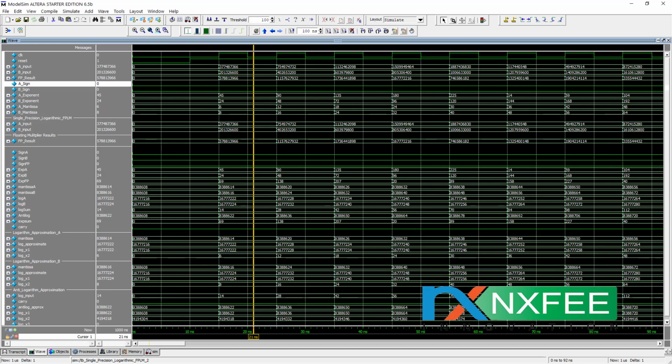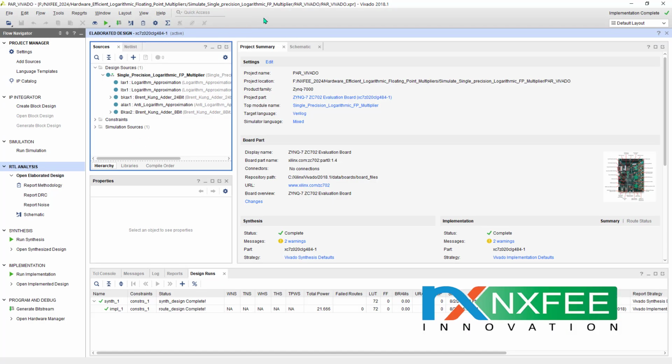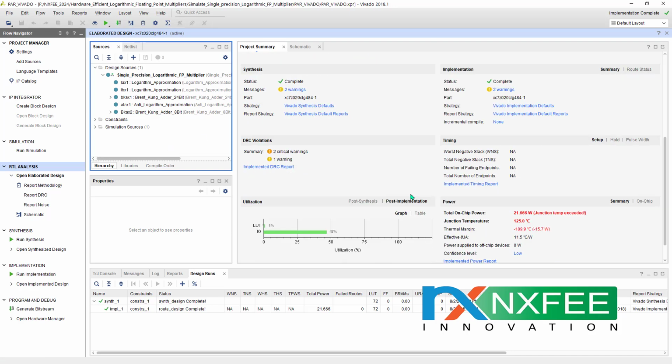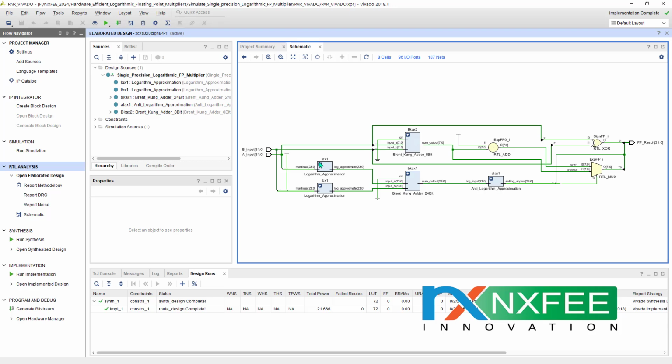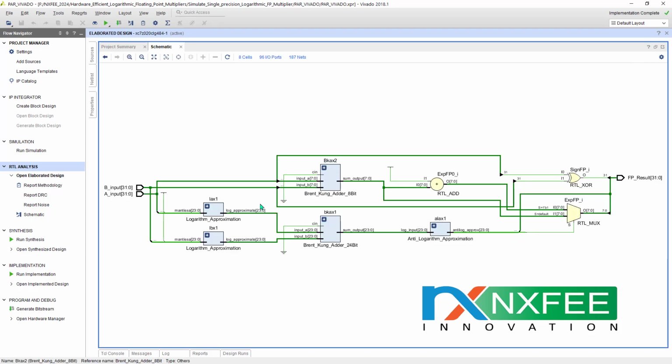For the synthesis, we used Xilinx Vivado. Here we have used a Zynq 7000 series FPGA, and you can analyze the LUTs used by the generic method, 72, and the power consumption. Here is the schematic, and you can verify the schematic as per the Verilog HDL code.